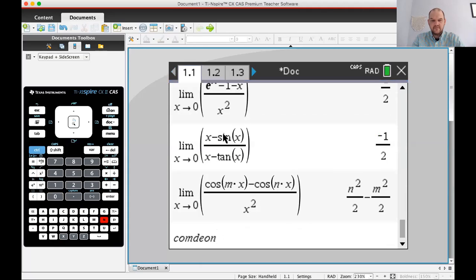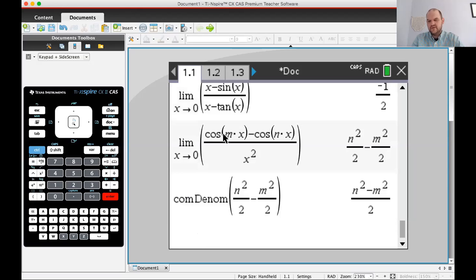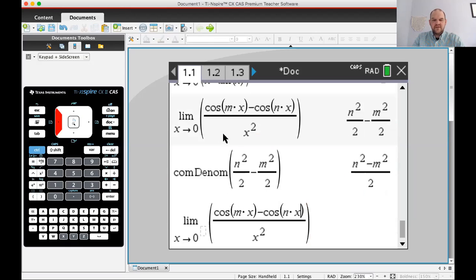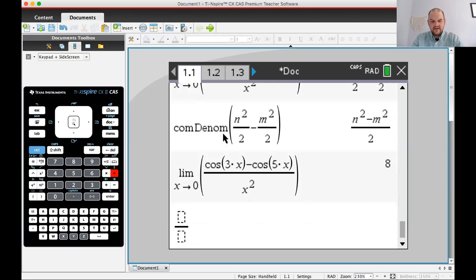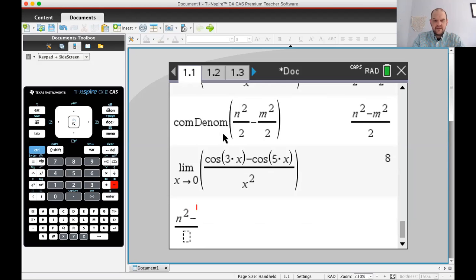You can do com denom. You really only mess around like this if you're actually typing. That's awesome. It just spits out the answer. I thought I was going to have to do all kinds of weird things. My plan, if it didn't give me the answer, was to substitute numbers, like 3 and 5, and I get 8. And I know that I'm expecting to get n squared minus m squared over 2.